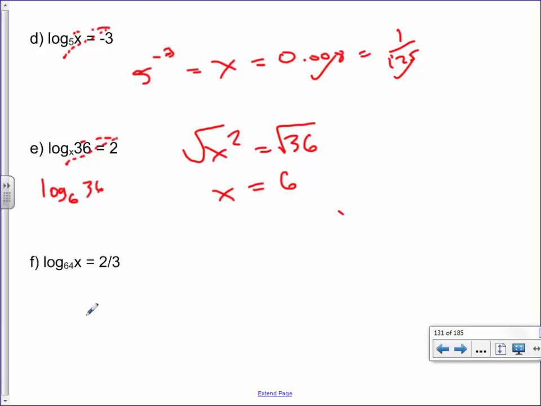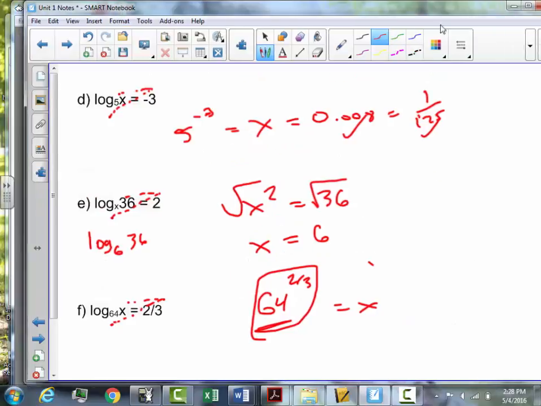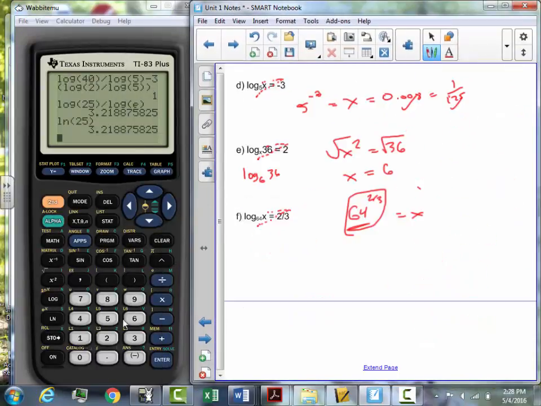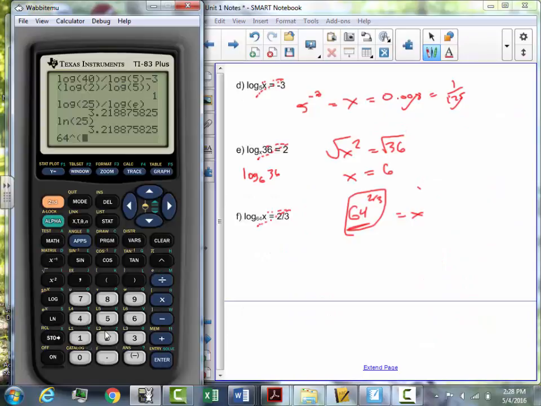Okay, so the next one. Do the same sort of rule. Take that 64, go to the power of 2 over 3. It's equal to x. Well, you have a calculator. Just type that in your calculator. 64 to the power of 2/3 is 16.